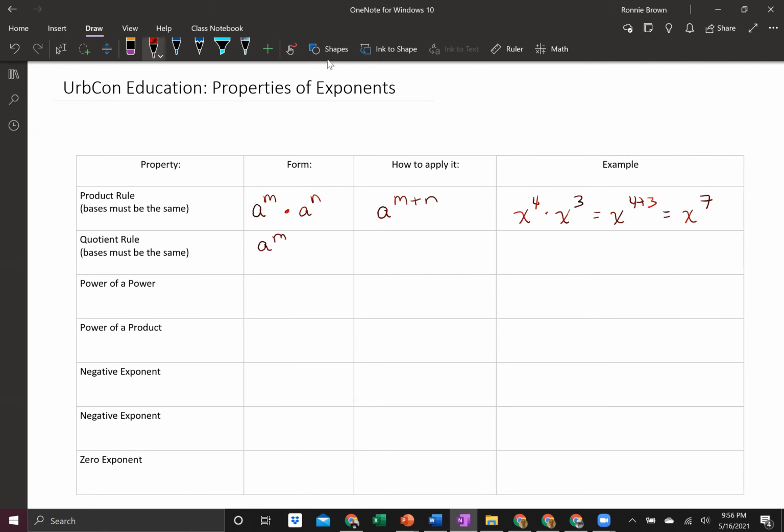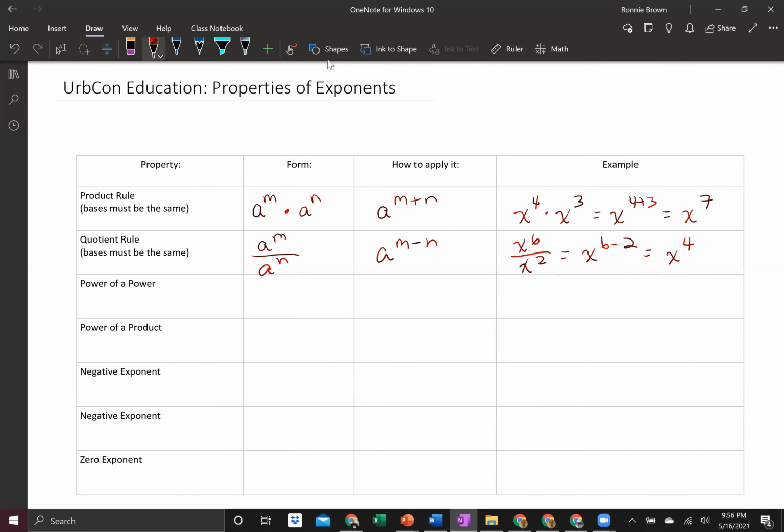All right, the next one is the quotient rule. It will look something like this: a to the m over a to the nth power. All right, so what happens here? As long as these bases are the same, we go ahead and subtract the exponents. So here's an example. The example may be something like x to the, let's say, sixth power over x to the second power. Well, the bases are the same. They're both x's. So we say x to the 6 minus 2, and that gives us x to the fourth power.